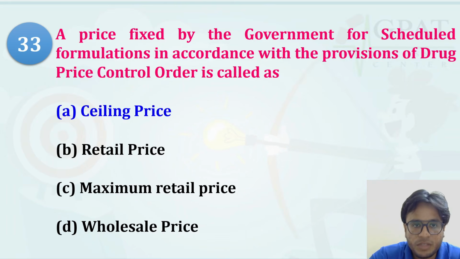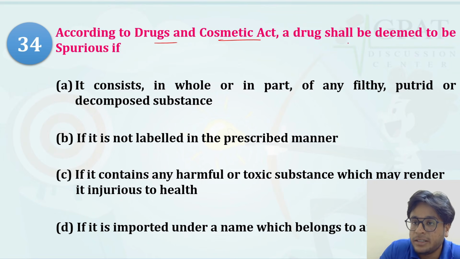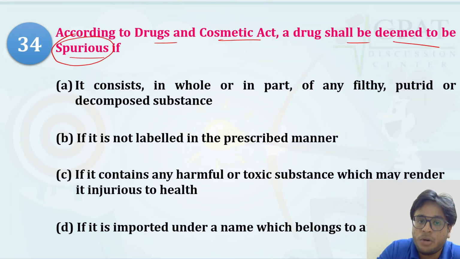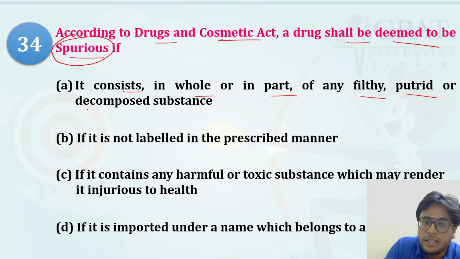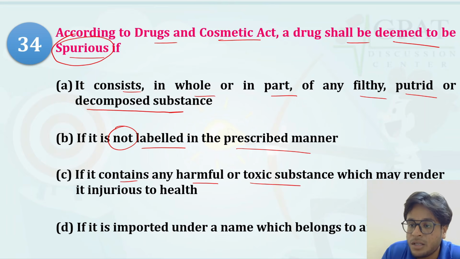Okay. Moving towards our next question, the 34th question, which says: under the Drugs and Cosmetics Act, a drug shall be deemed to be spurious. So they are mainly asking about spurious drugs. Option A is if it consists wholly or in part of a filthy, putrid or decomposed substance. Option B is it is not labeled in the prescribed manner. Option C is if it contains a harmful as well as toxic substance which may render it injurious to the health of human beings. And option D is if it is imported under a name which belongs to another drug. So what kind of drug is mainly known as a spurious drug?